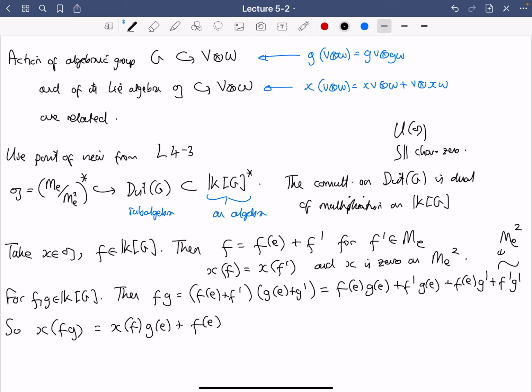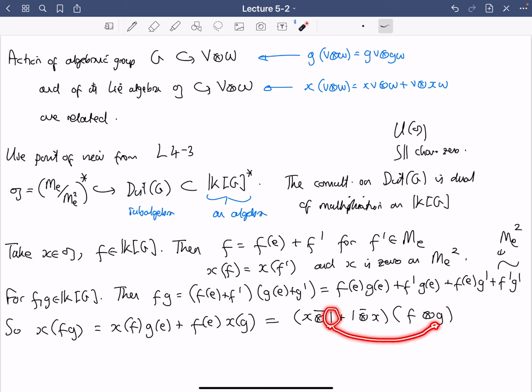And x on g prime is the same as x on g. And so there you see that this is just exactly x tensor 1 plus 1 tensor x evaluated on f tensor g, and then you have to, of course, contract the tensor product as usual. Okay, so it's x on f, and then this is the 1 in the distribution algebra, which acts on g.